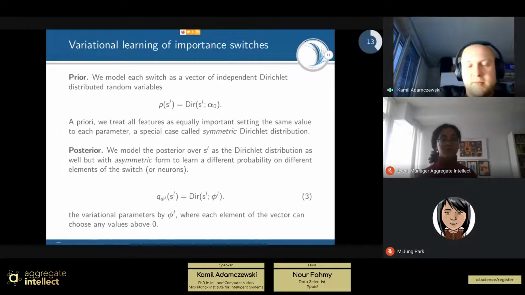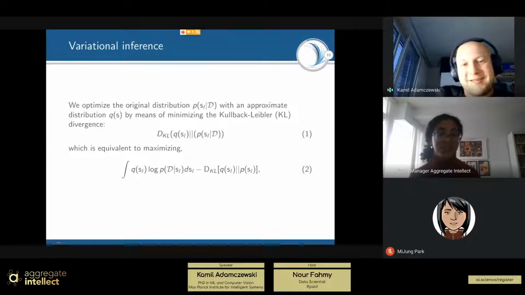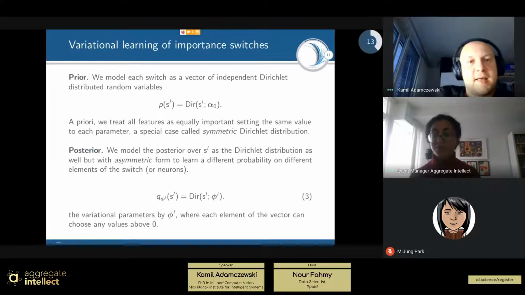Was that clear? Is there any question regarding that? It was a very brief go through variational inference, but it's a very powerful technique. Another technique that is often used is MCMC. But here we used variational inference.